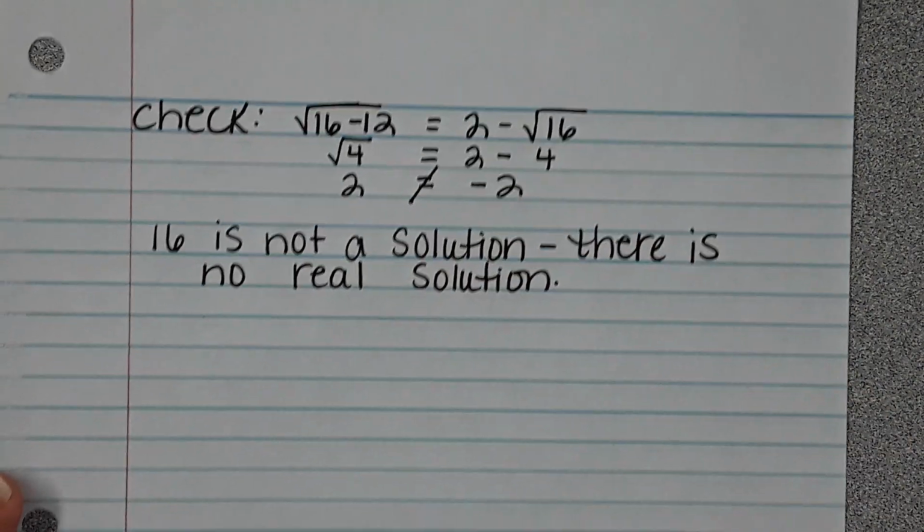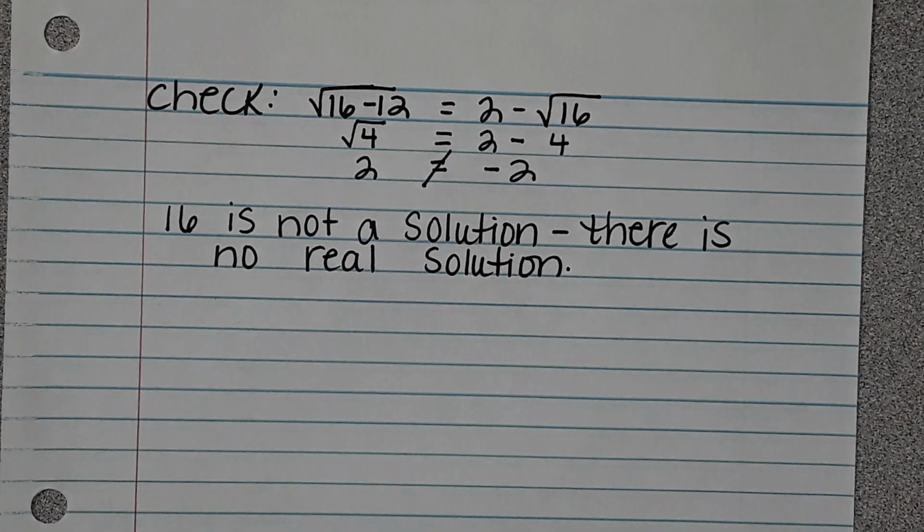16 would have been a solution if it would have worked. But because 16 doesn't work, there is no real solution. So in this unit, where before I would take i's, we're not going to have i's in our answers. Yes? Are there any other questions?